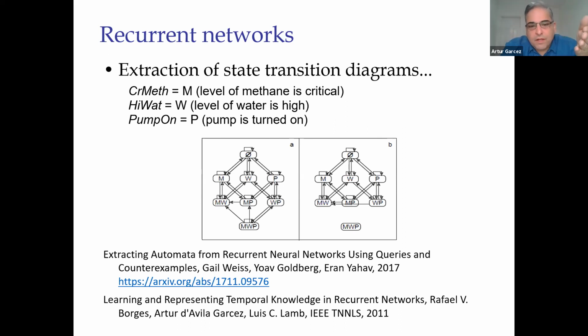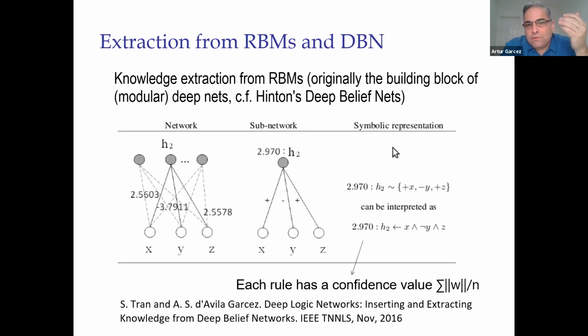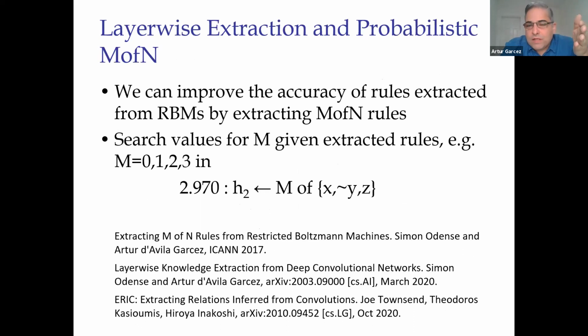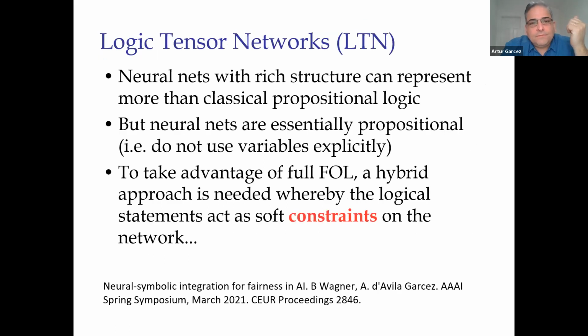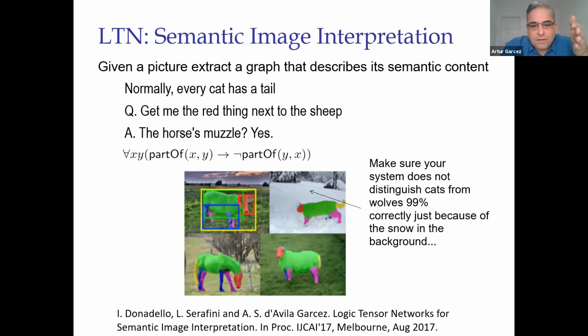So in the case of recurrent networks, extraction of knowledge from restricted Boltzmann machines and deep belief networks, layer-wise extraction and probabilistic M of N approaches. There you have the references to Eric that I mentioned earlier. And in the case of querying the network, the logic tensor networks approach, where with Ben Wagner, we applied LTN to the problem of fairness, where you query the network and seek to improve performance there. If you're interested more in the LTN framework, then I would refer you to this paper here at the bottom.